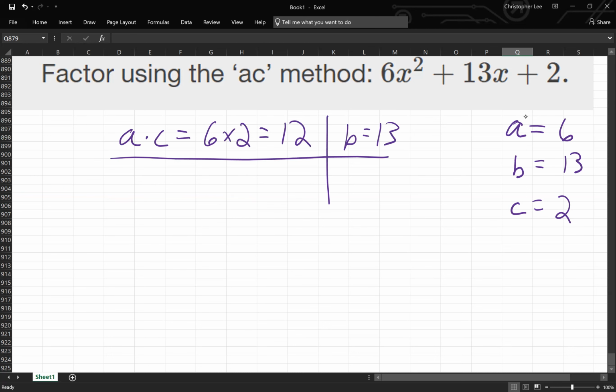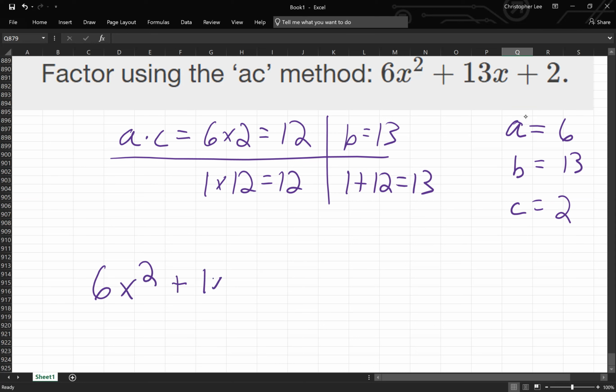So what are two numbers that when I multiply them will give me a positive 12, but when I add them together, will give me a positive 13? 1 and 12, right? So 1 times 12 is 12. 1 plus 12, that's 13. Let's rewrite this equation that I have up here. I have 6x squared, always take my leading term. I'm going to use the factors that I found instead. So this is going to be plus 1x plus 12x plus 13.